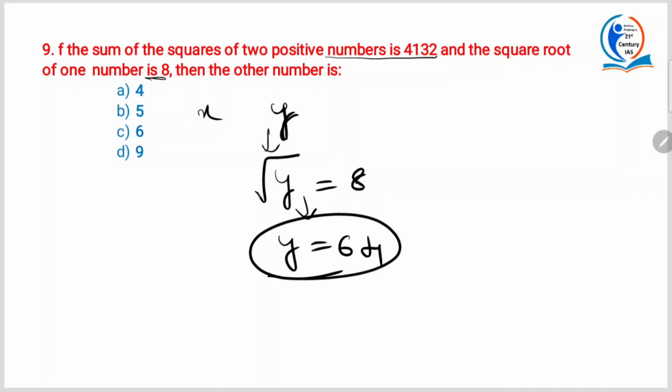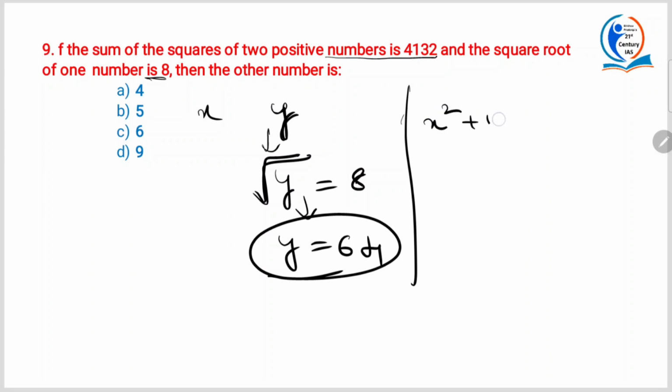Okay, write it step by step. In a hurry, do not make a mistake. They will think square instead of square root. So this is a little bit tricky. Yeah. Now what did they say? Sum of squares of two positive numbers.